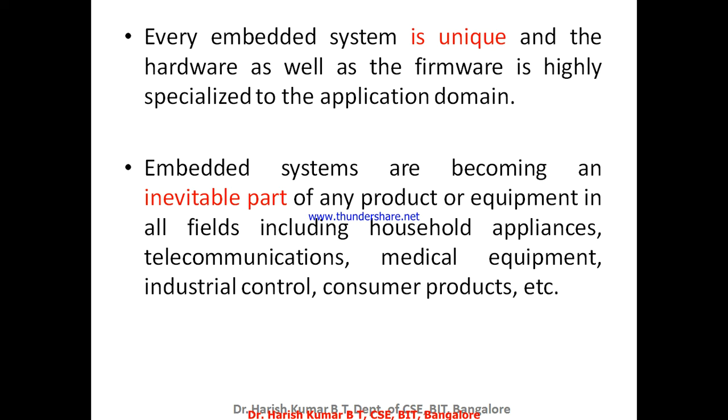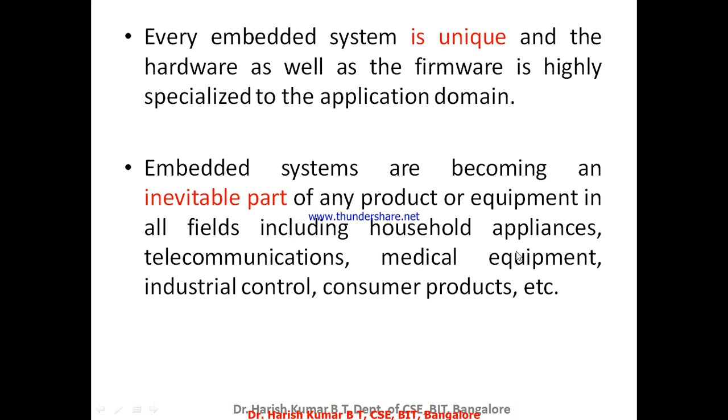Embedded systems are becoming inevitable parts of any product or equipment in all the fields, including household appliances. That means you cannot make a list of the domains or areas where embedded systems are not used. So embedded systems these days are used in almost all the fields and almost all the domains. Here are a few domains where embedded systems are being used, and I can say embedded systems have become an inevitable part in all these domains.